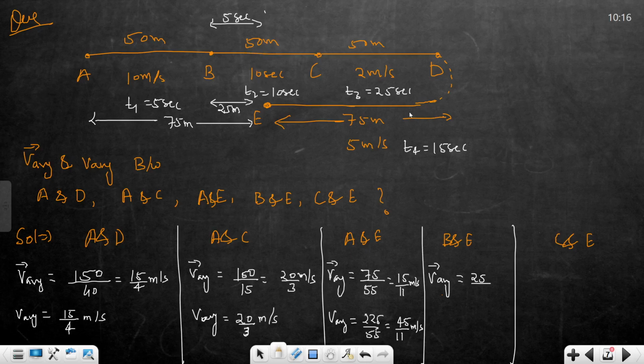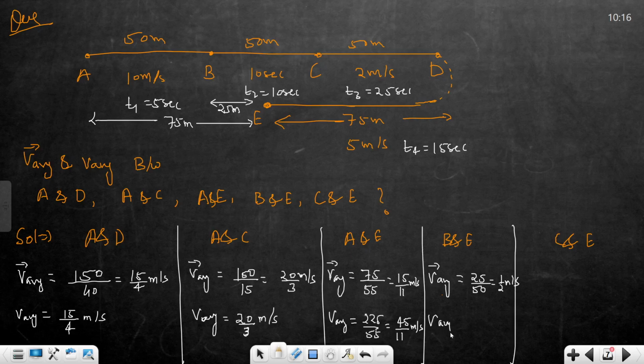When you move from B to E, don't calculate it like this, that will create a confusion. When you move from B to E, the time taken will be 10 second plus 25 second plus 15 second. The net time is 50 seconds. So the answer is 1 meter per second. Clear?